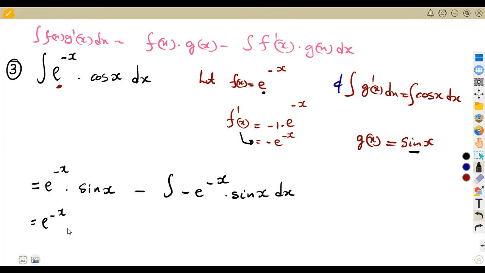e to the exponent of minus x times the sine of x. Negative, negative, take that negative out of the integral, it becomes a positive. So we are left with a positive. Since we have taken this out of the integral, we are left with the integral of e to the exponent of minus x sine x dx, like this.